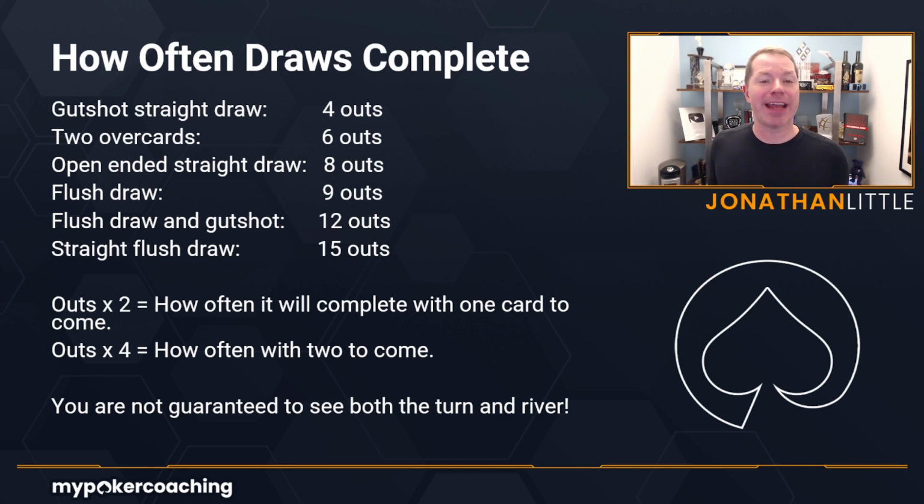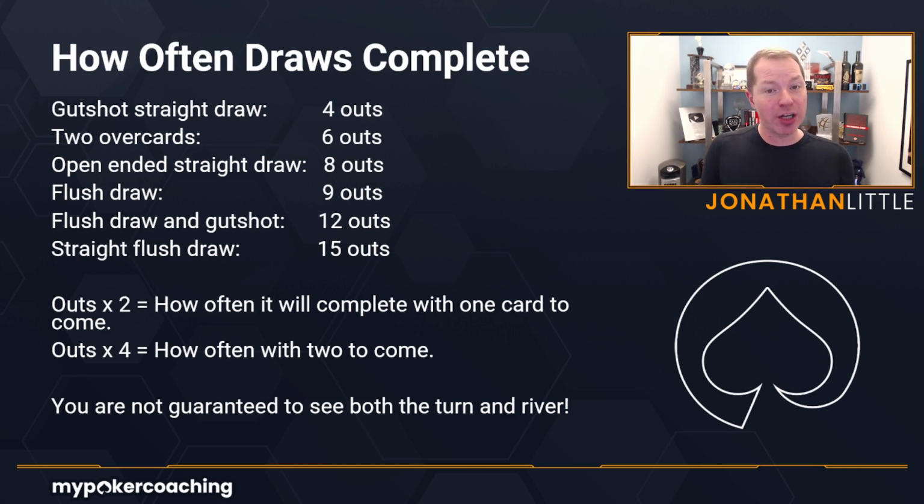So once you know how many outs you have, you can now figure out how often your draw will complete with 1 card to come or with 2 cards to come. Say you're facing an all-in bet on the flop. There's no more betting to be made, and you know if you call the flop all in, you're going to get to see the turn and the river. What you do in this scenario is multiply the number of outs you have by 4. That's how often you will win with 2 cards to come.